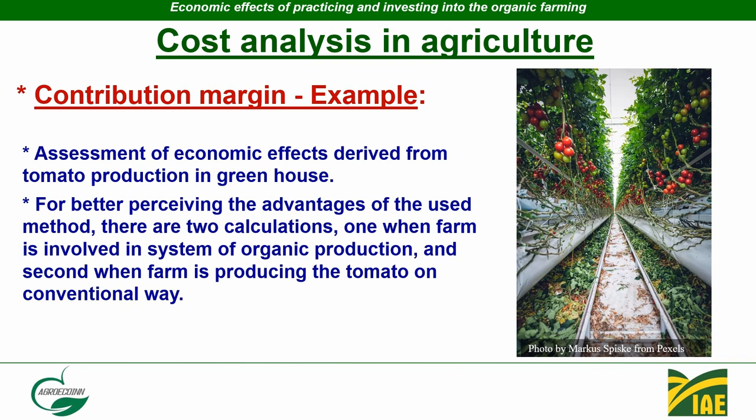So, in this case, the main goal is to assess the economic justification of the change in production system used in vegetable production in the greenhouse. And there is the underlying question, whether the change of conventional production could boost the farm sustainability. In essence, we will evaluate the economic effects of switching the conventional system of production into the environmentally friendlier alternative.